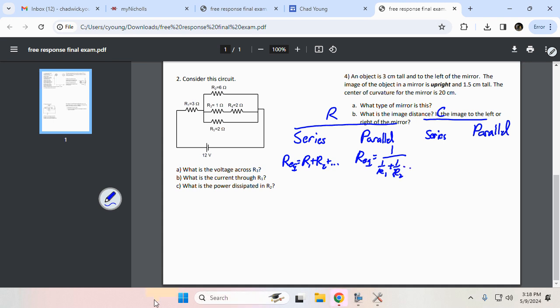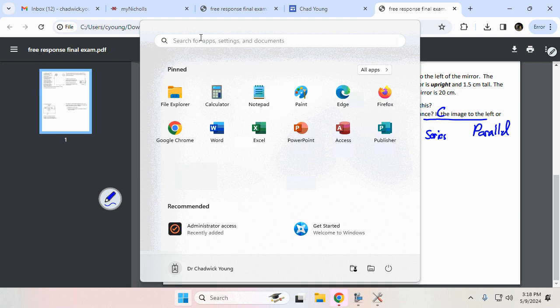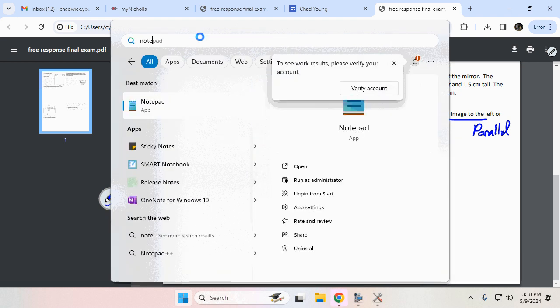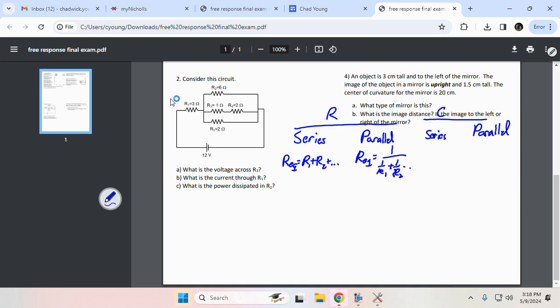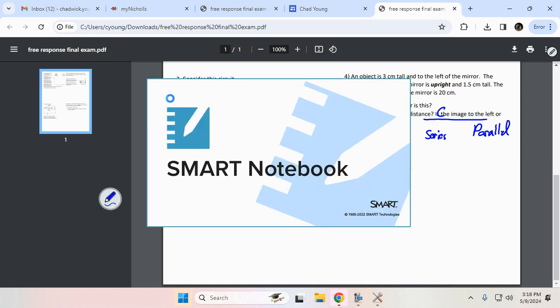I'm going to open up a notebook file. I don't like the pen on this PDF annotator.